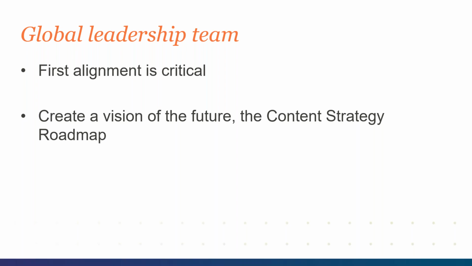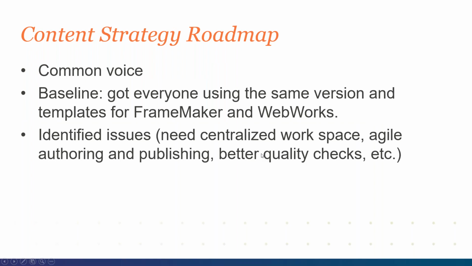Okay, we created a global leadership team at this company, and we did that first alignment, which is so critical. We all wandered off and made a vision of the future, and then came together and had a hash out session. During that session, we either tore down someone's idea or we built it up. The ones that we built up became our content strategy roadmap. For us in that particular case, the roadmap idea was to come to a common voice.